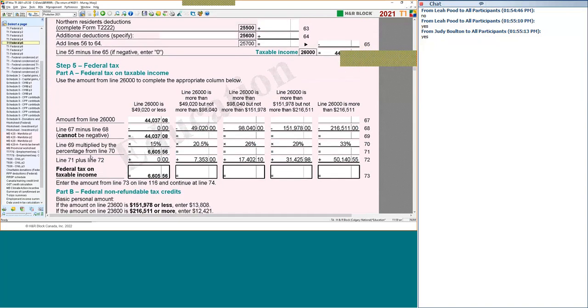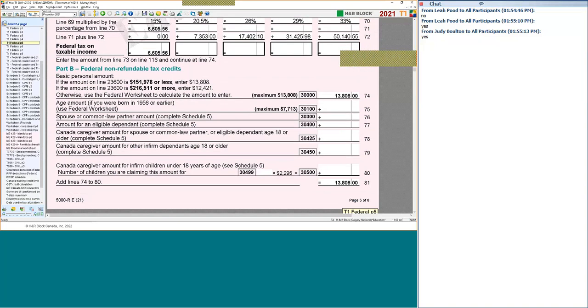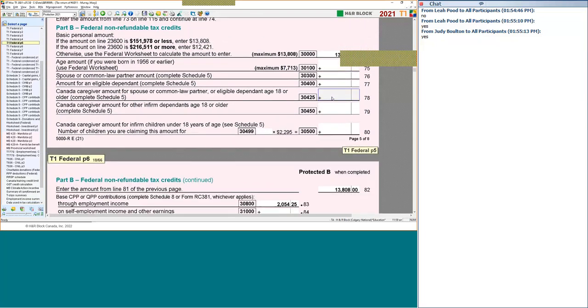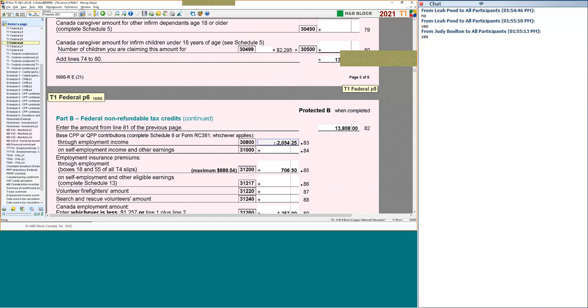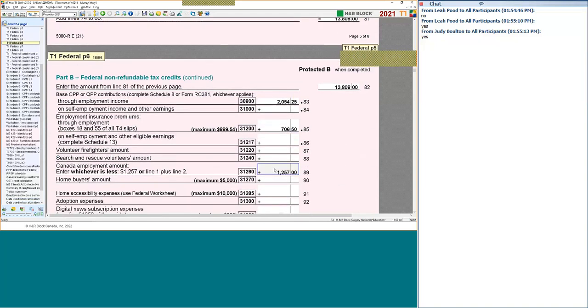Lowest tax bracket 15% federal tax. Tax credits, we get the personal amount. So they said, which tax credits does she get? She gets the basic personal amount. She gets CPP. She gets EI. She gets the Canada employment amount.